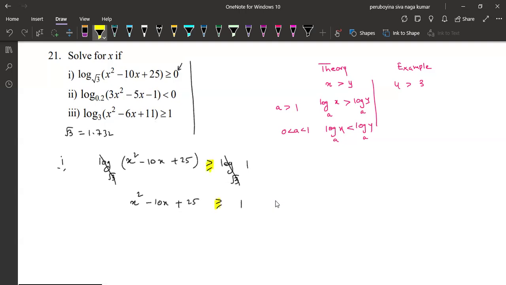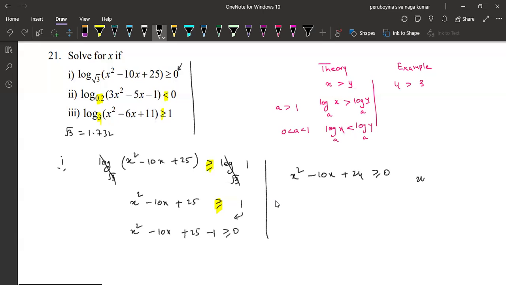Observe this. Look at the next problem, point 2. That means the inequality will change. Next, 3, it is not changing. Okay, so try the remaining 2 problems. So now what we do, we will move this 1 to the left side. So x square minus 10x, you know the further calculation, you have solved so many inequalities. So therefore, it is x square minus 10x plus 24 is greater than or equal to 0.